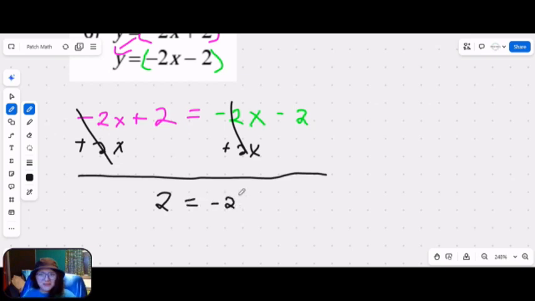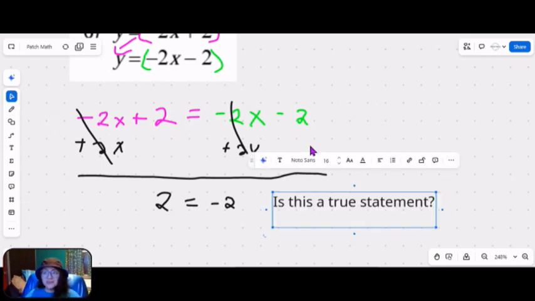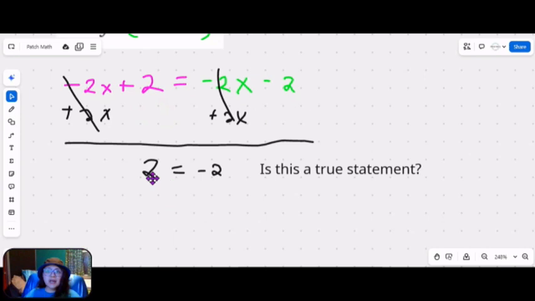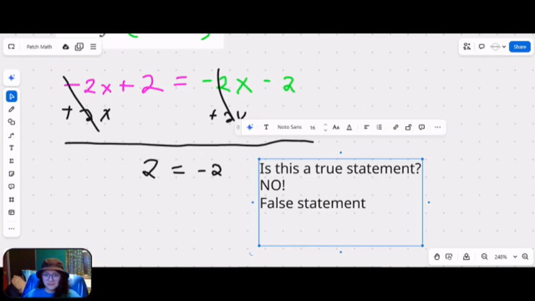And then we ask ourselves, is this a true statement? And the answer is no. There is no universe in which a constant 2 is ever equal to another constant negative 2. There are no variables here to modify them, nothing interacting with the 2 and negative 2. So this is what we call a false statement. And when we get a false statement in mathematics, that is no solution.